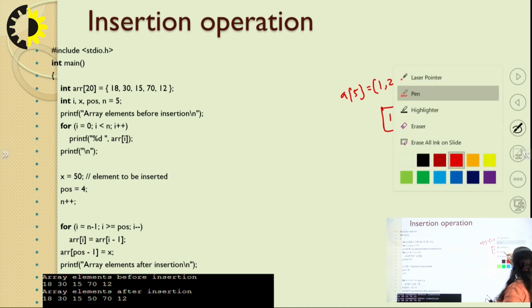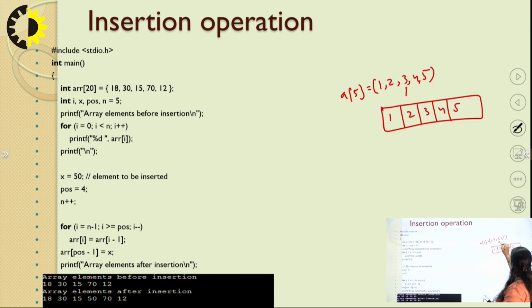You can see, insert the value 7 here. So what is the basic concept? In this position we want to insert the value of 7. First of all, in this array, we shift the elements one by one. So here the space is needed to insert the value of 7.